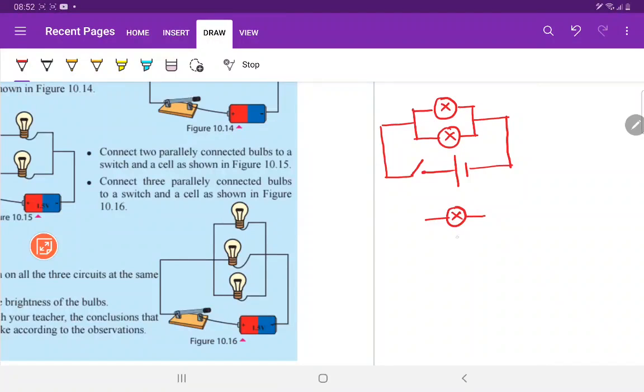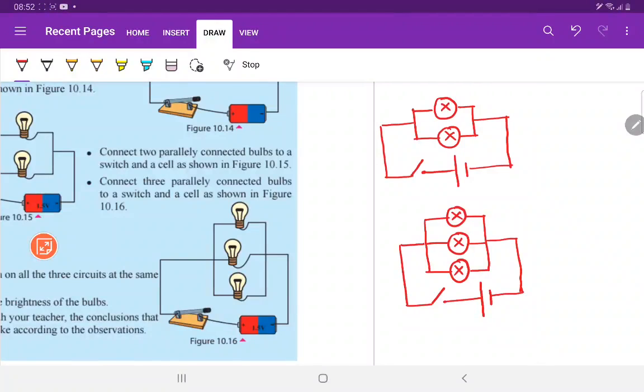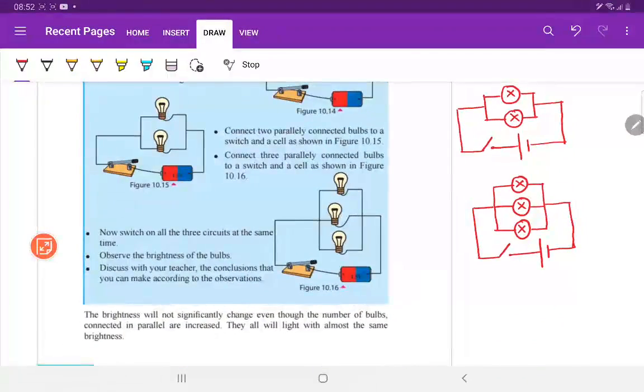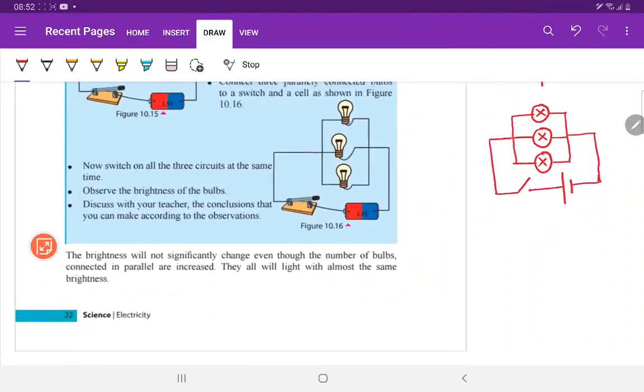one bulb, two bulbs, three bulbs, those are connected parallelly and will be connected to one switch and a dry cell. The dry cell is connected with positive terminal and negative terminal as I have drawn. Okay, now you understood how to draw the circuit diagrams.